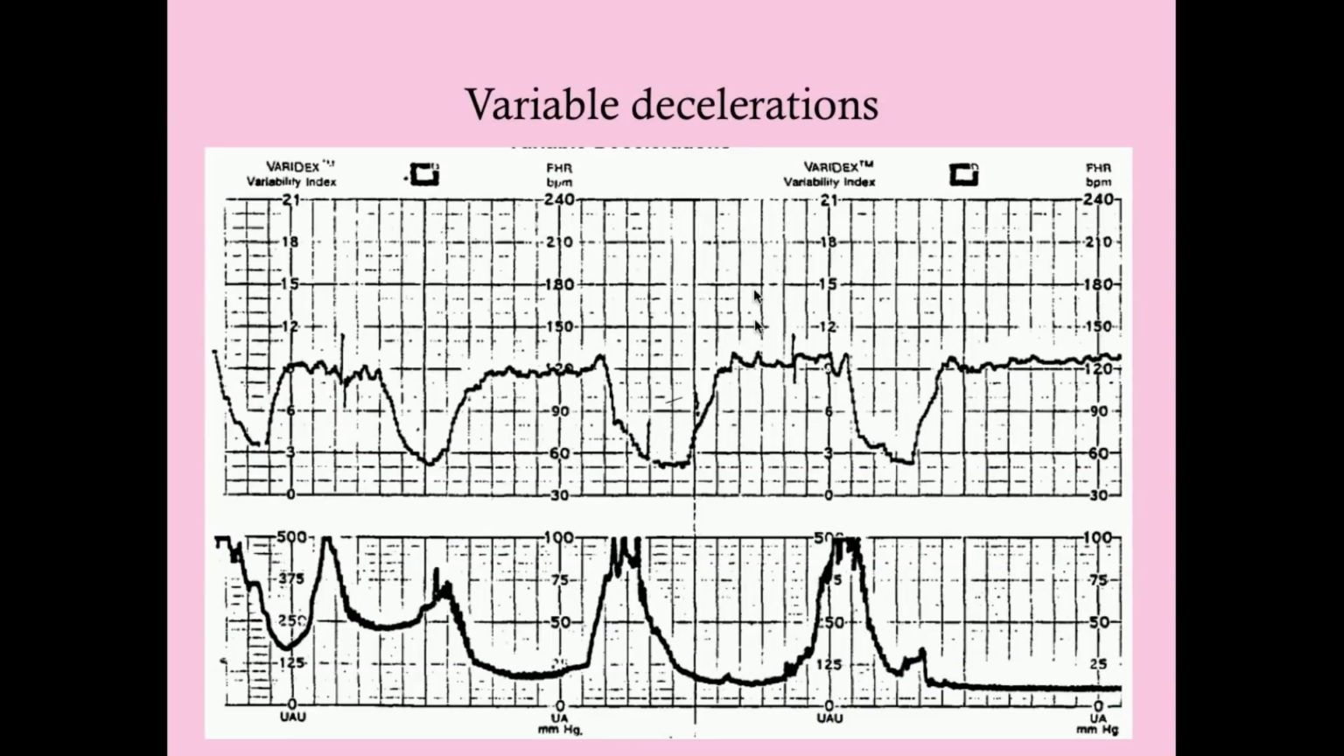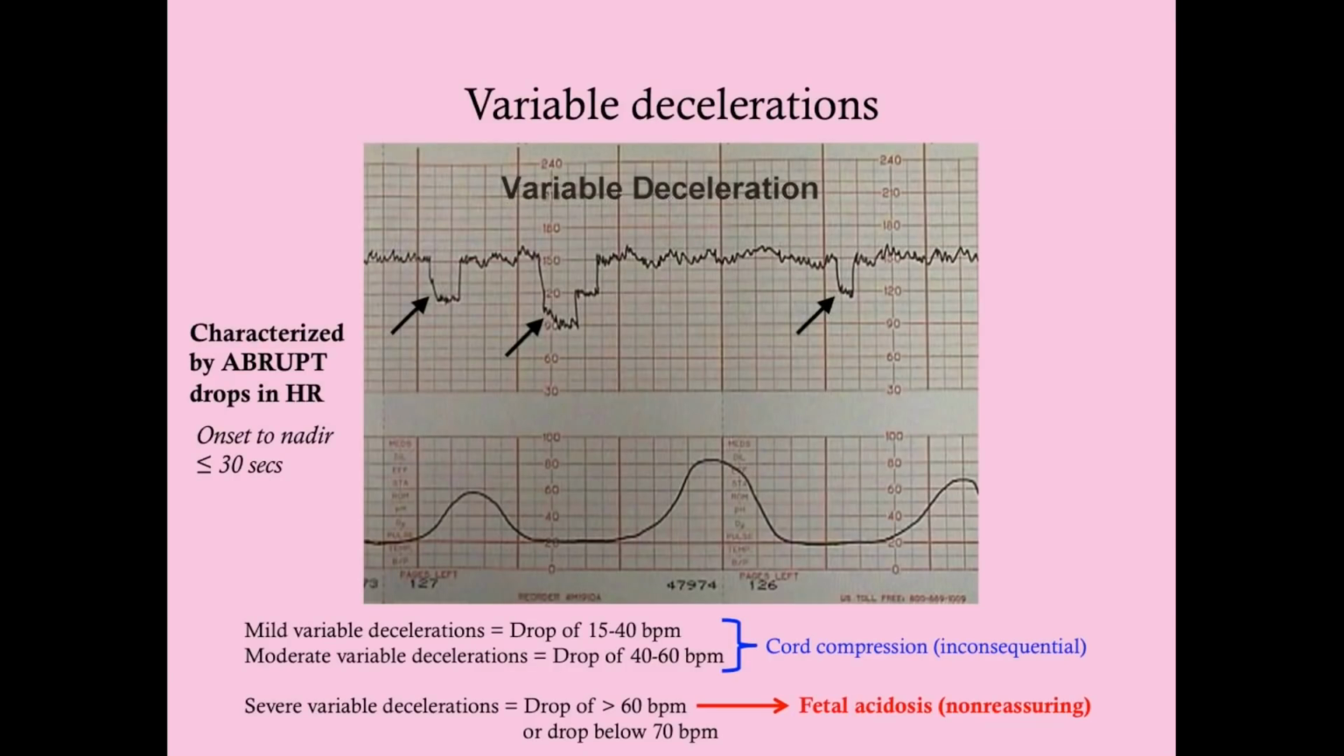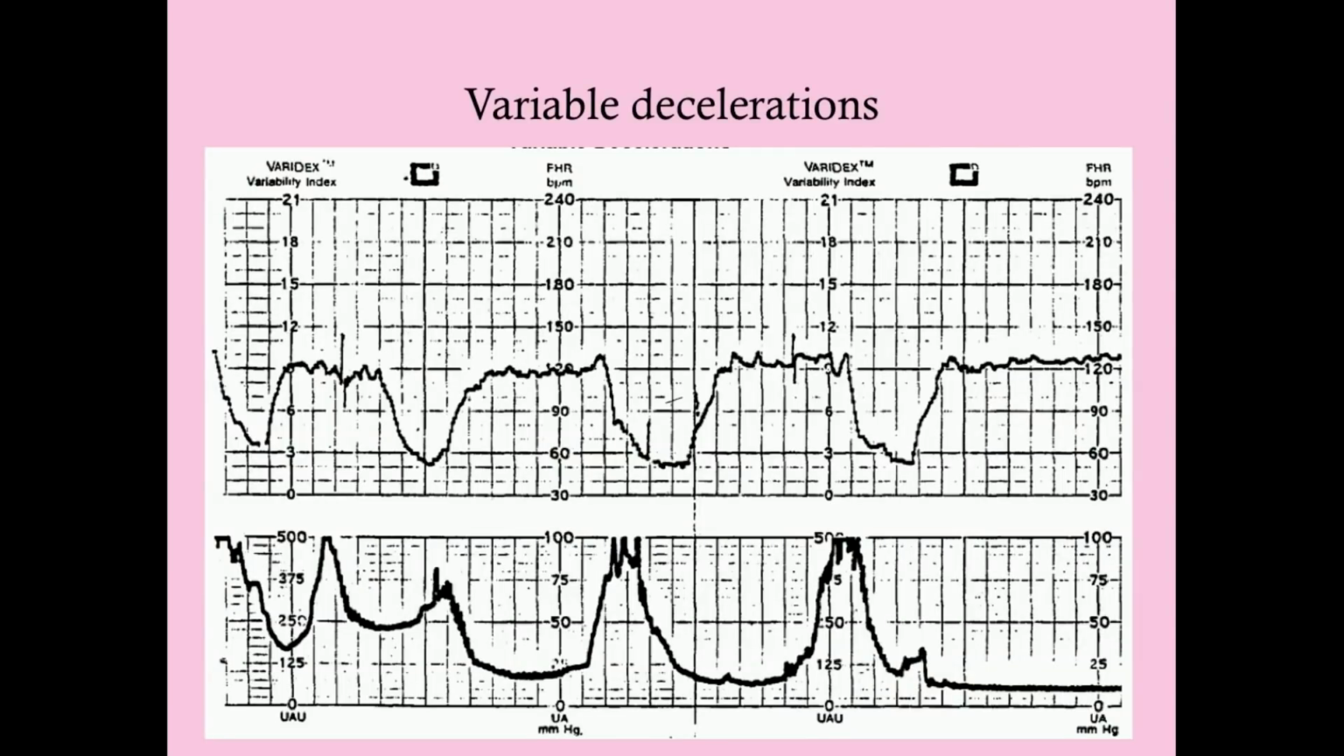So again here, variable decelerations, very abrupt drops and very significant drops. Now, what kind of variable deceleration is this? These are severe variable decelerations. Look how far down it's going. This heart rate is going all the way down to 50 beats per minute, and the baseline is about 120. So not only are you dropping by 70 beats per minute, one definition of a severe variable deceleration, but you're going below 70 beats per minute. So you're dropping more than 60 and dropping below 70, but you only need one or the other to be a severe variable deceleration. So this is a non-reassuring fetal heart strip.